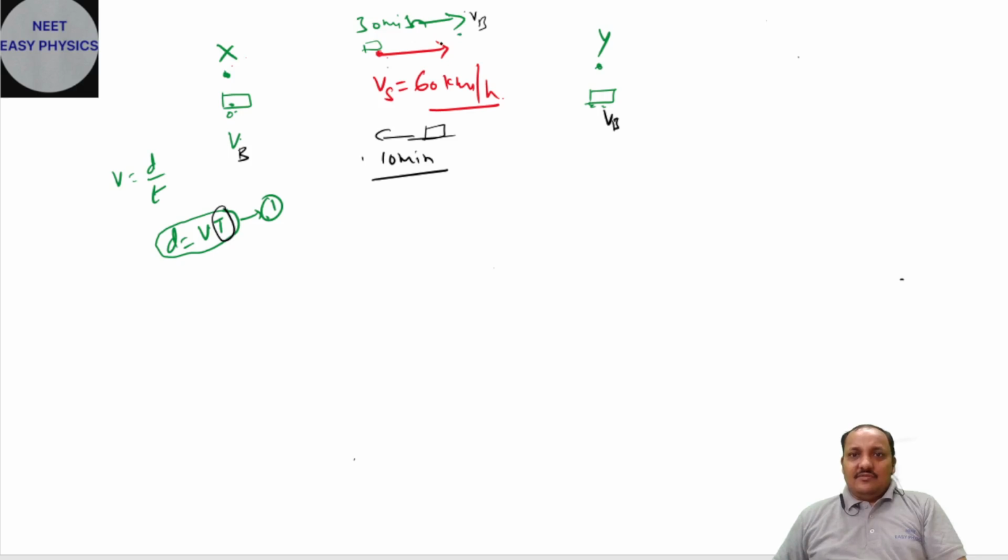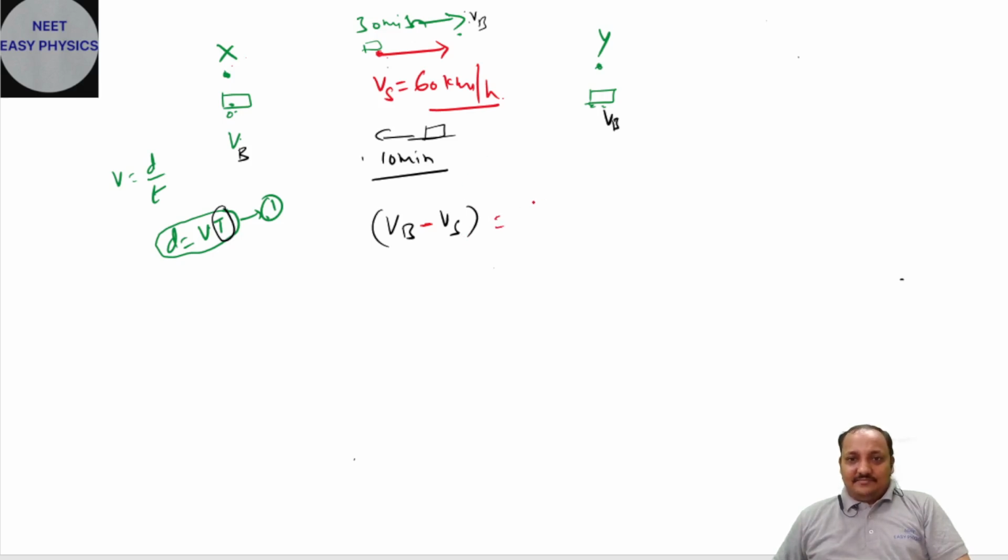Now we have to write plus or minus. If both are moving in the same direction, what do we have to write? Minus. We will discuss this in relative velocity: if trains are moving in the same direction, minus; if trains are moving in opposite directions, plus. So VB minus VS.